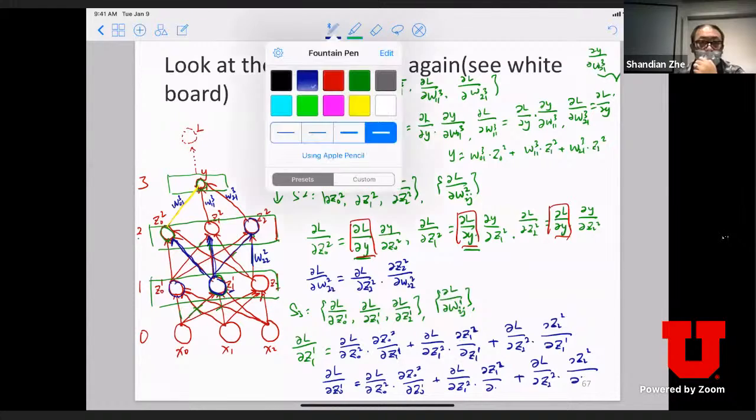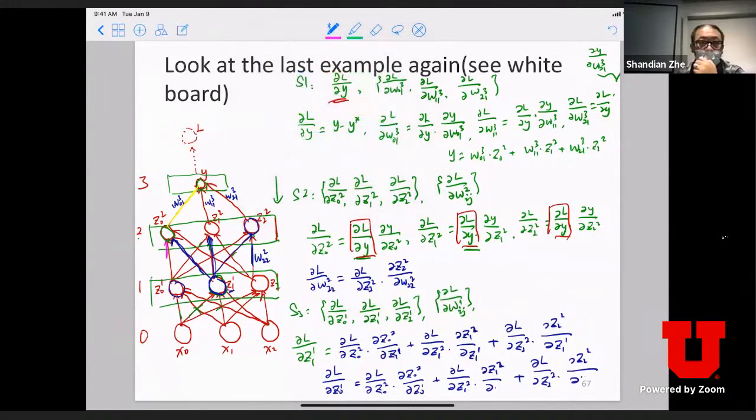Because all the neurons in the next layer, in layer 2, are dependent on Z01. So you have to leverage all of their results, right? So Z01, Z01, Z01, right? Similarly, you can compute the partial derivative of the loss with respect to Z21, right?